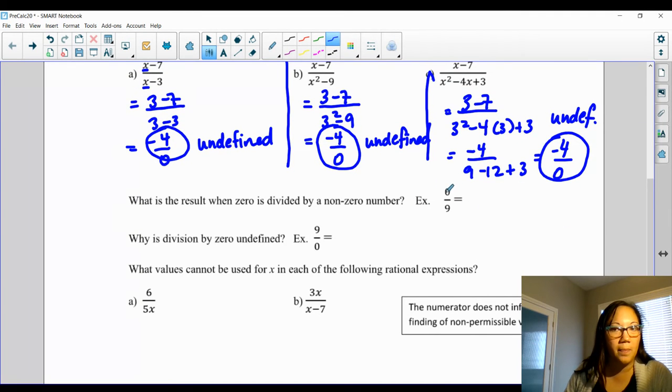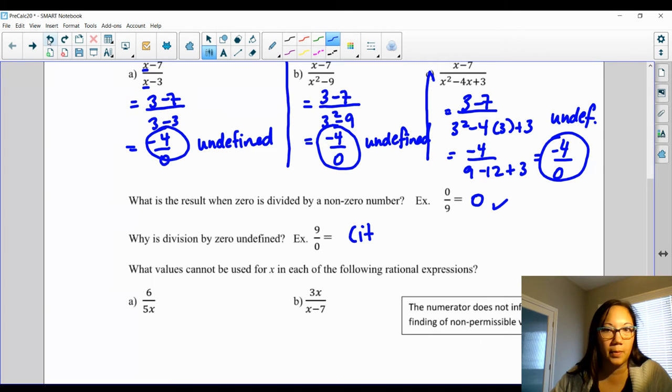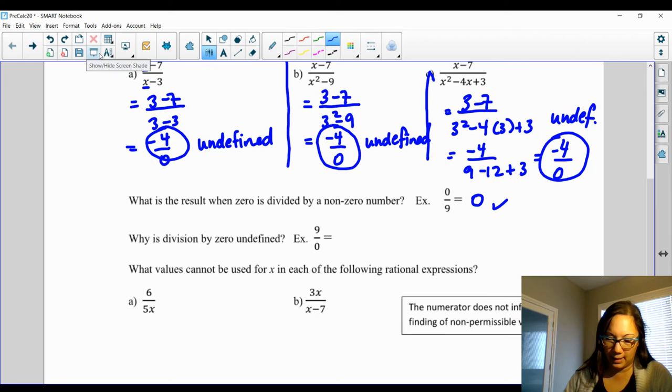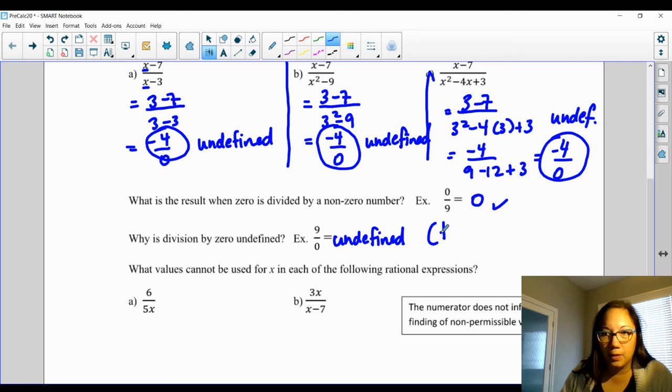So if the 0 is on top, like this, 0 over 9, that's actually okay. We just get an answer of 0. But why is it undefined when 0 is in the denominator? It's because it is impossible to calculate. Pardon me, I'm just going to erase that. I forgot to write my answer was undefined first before I explained. And it is impossible to calculate. And I'll explain what I mean.